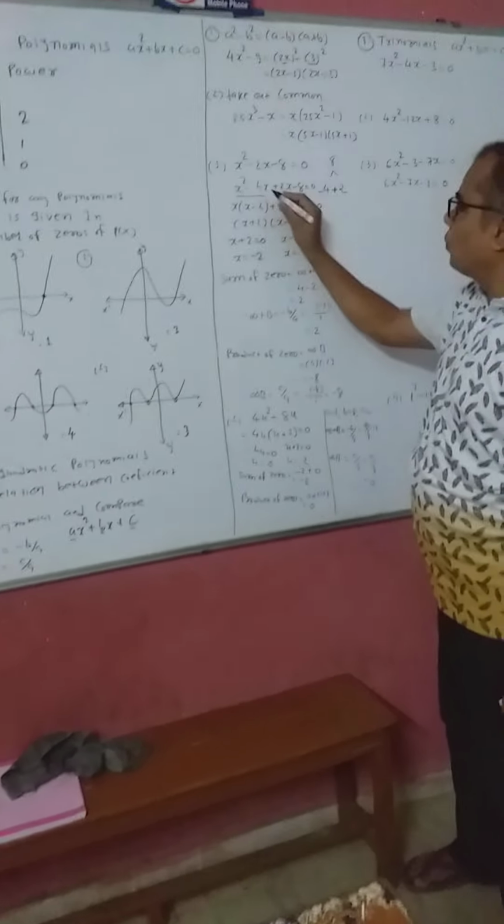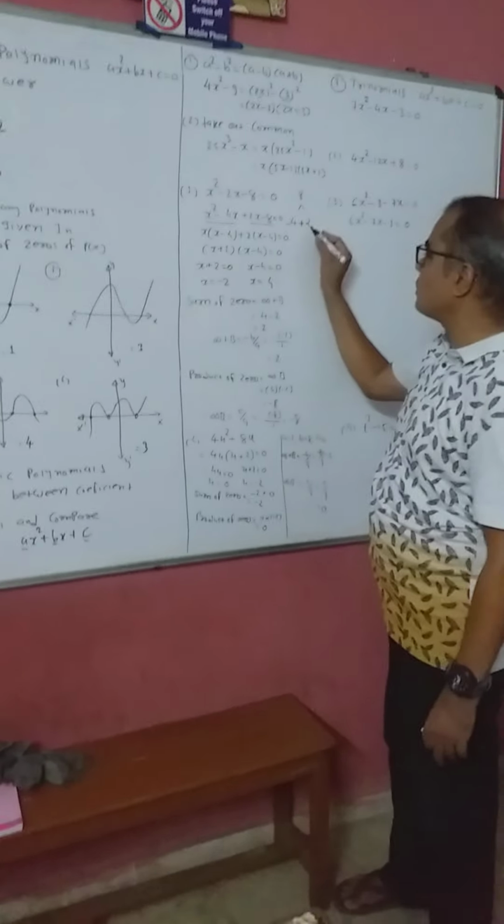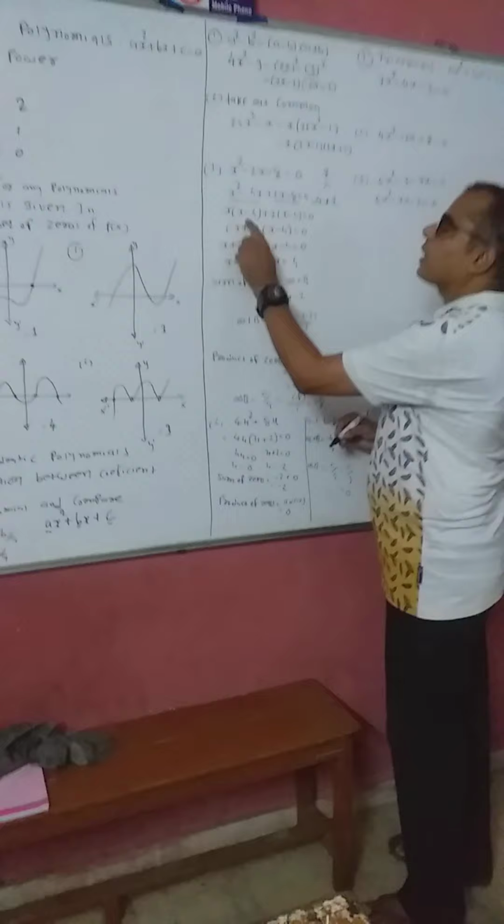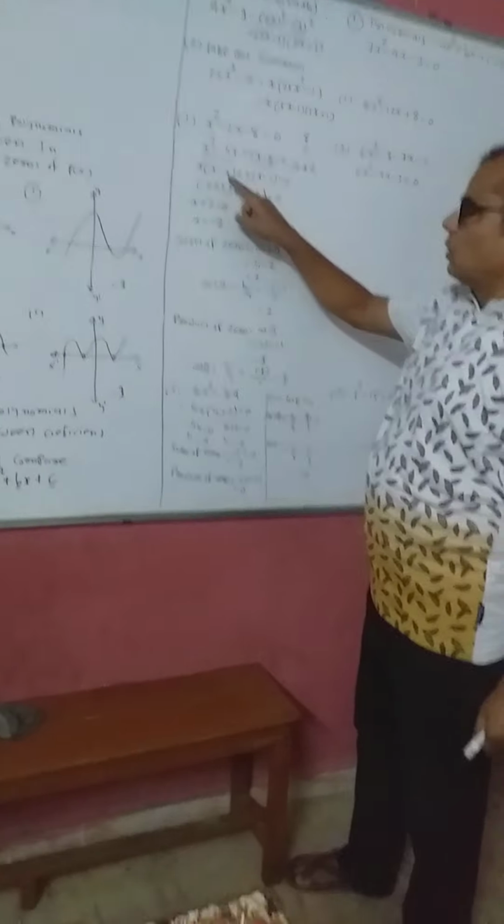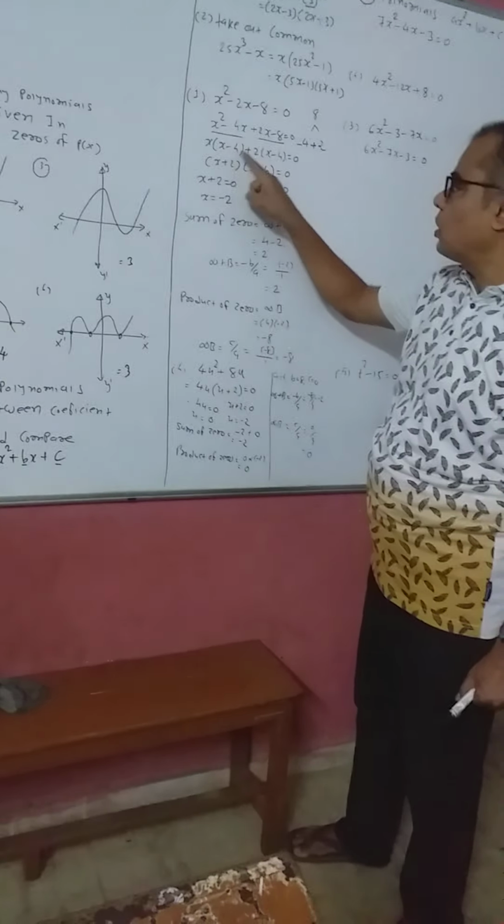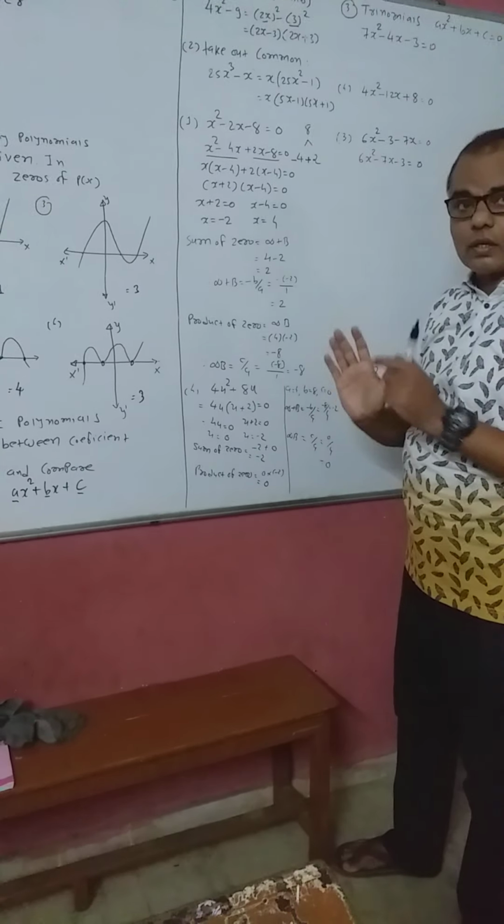So 4x plus 2x, right? Instead of 2x, 4x plus 2x. So take the common now. x common, x minus 4, plus 2 common, x minus 4. Now x minus 4 is the same. So x plus 2 you have to take common, right?